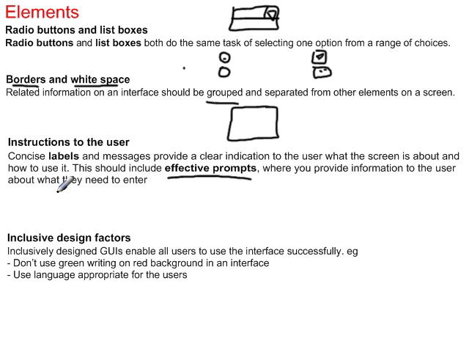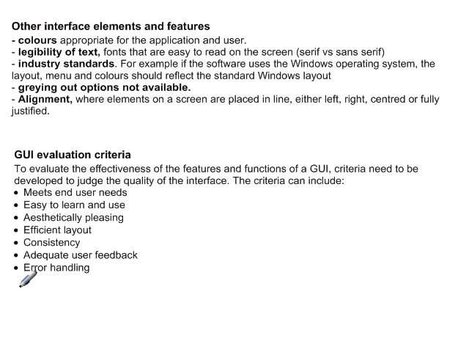With all these elements, what you're trying to design is an inclusive design. So trying to design an interface that enables all users to effectively use your program. An example is color and being aware of color blindness, language appropriateness, and also developing interfaces that people who are blind can interface with, so their screen readers can actually work with it.